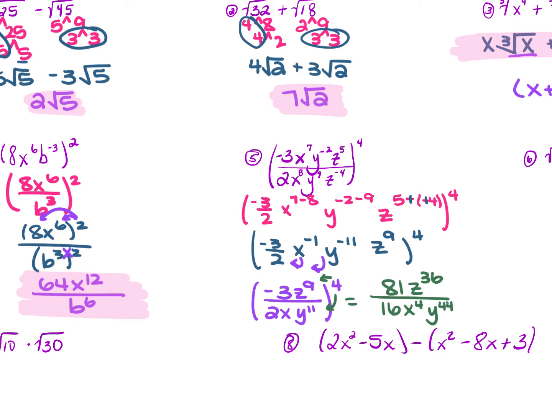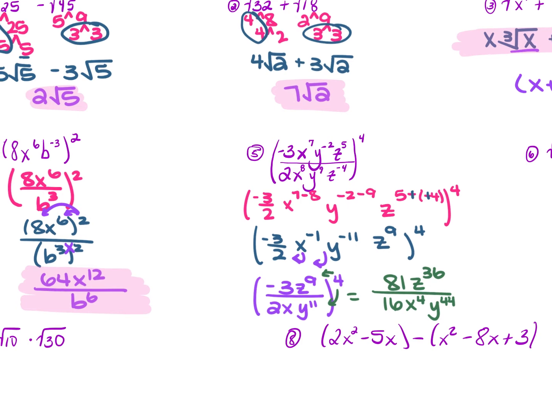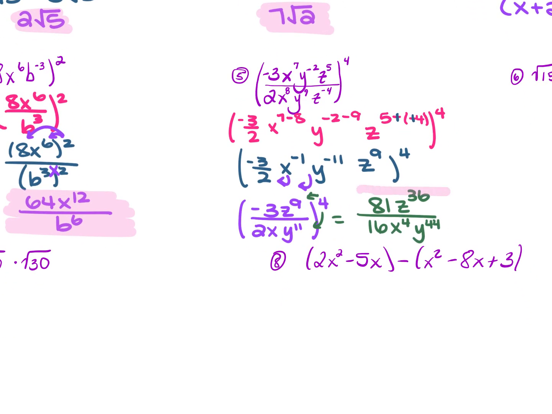From here, your 81 and your 16, you can't simplify those. Your powers, they're all positive. You don't have the same variable in the numerator and the denominator. So this 81 z to the power of 36 over 16 x to the 4th power, y to the 44th power is your answer.